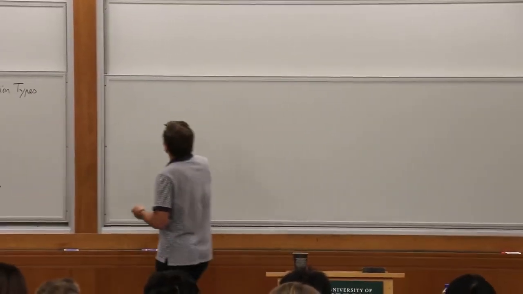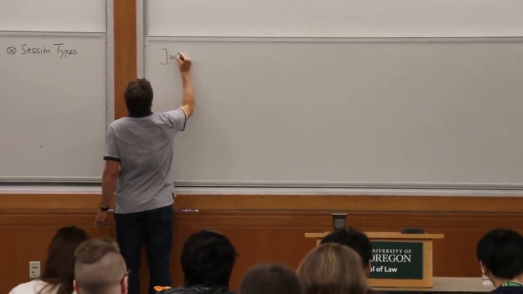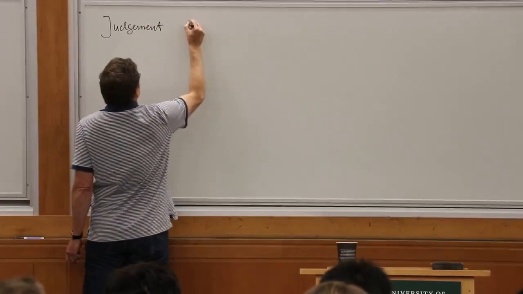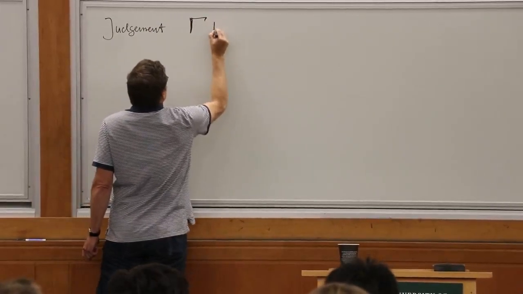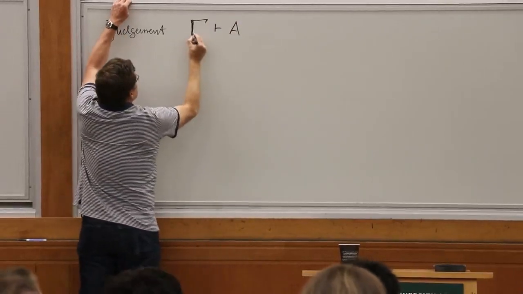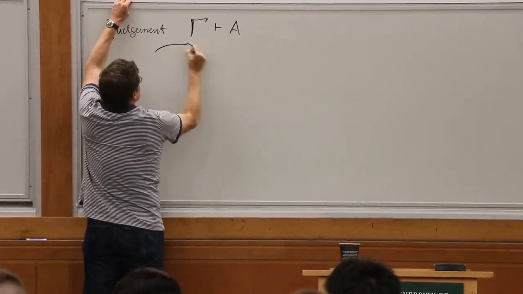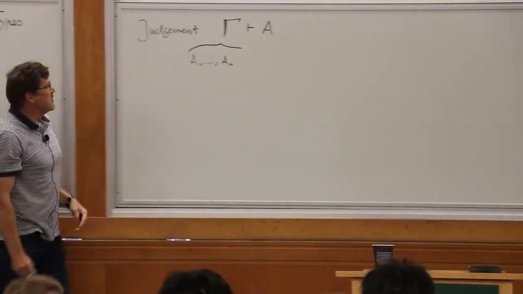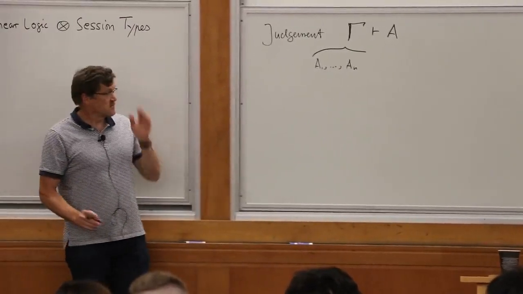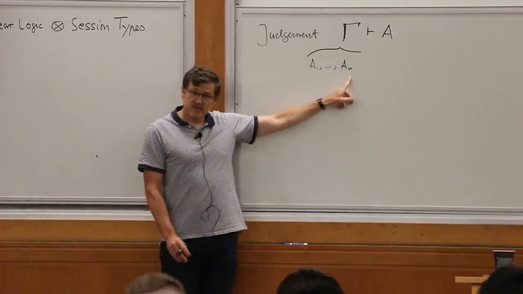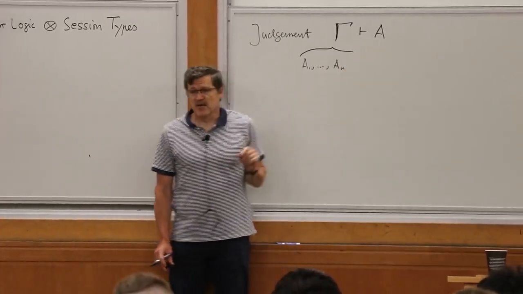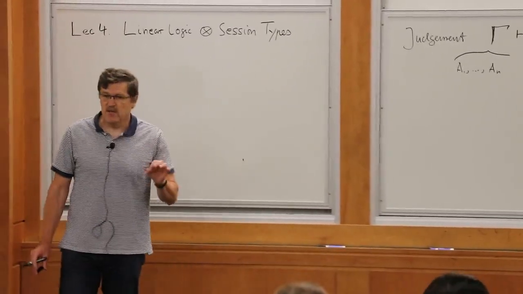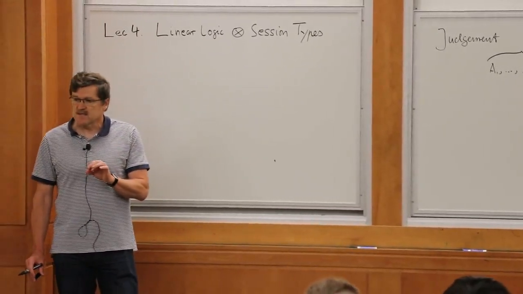And you remember the judgment we have. The judgment looks like gamma proves A. And this gamma here is a collection of propositions. So it's just like A1, ..., An. Okay? And when we think about linear logic, the way we think about this is that these are resources. And this is a goal we're trying to achieve. And we have to use all our resources. And we can use each of them only once. Okay, so that's the idea.